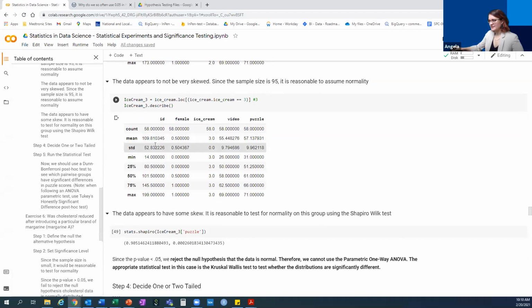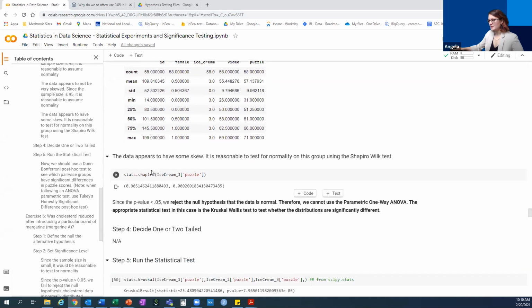Let's take a quick look. So mean and median, difference of 8. Min and mean compared to max and mean, there does seem to be some skew. So we'll go ahead and run it through a test just in case. And we see that there is a low p-value, less than 0.05. So we reject the null that the data is normal.